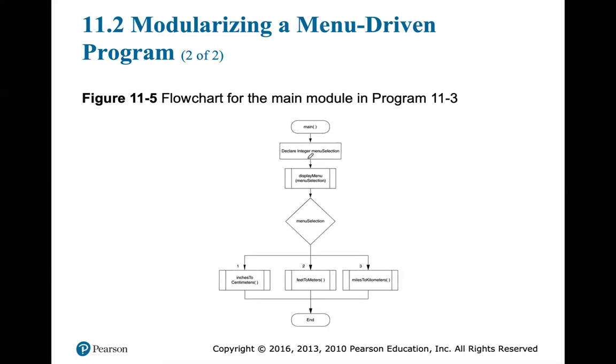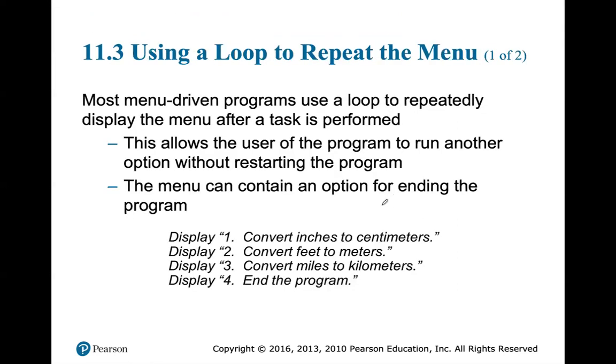So we're starting right here with the main, and again, it's the same program, so nothing is too much different. We're going to ask the user for their menu selection right here, and if they choose 1, we're going to do the inches to centimeters module. If they choose 2, feet to meters module, 3, miles to kilometers module. So all we did, we just modularized our big piece of code into smaller little functions, little modules that we can implement inside of our program.